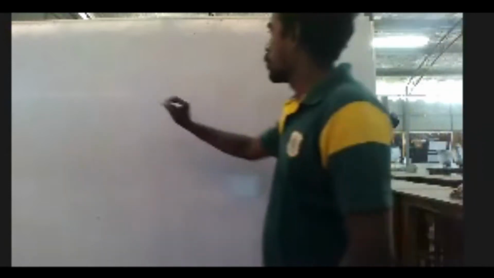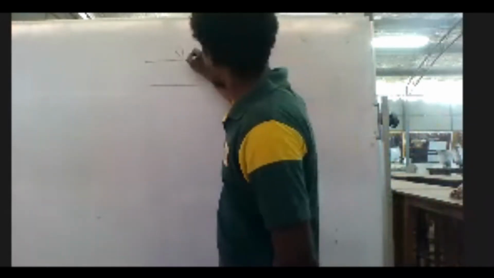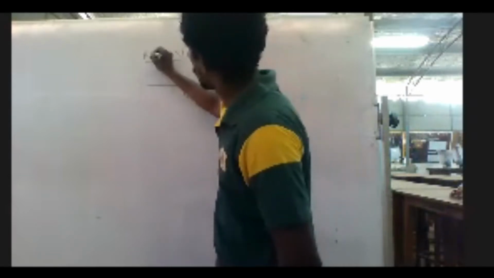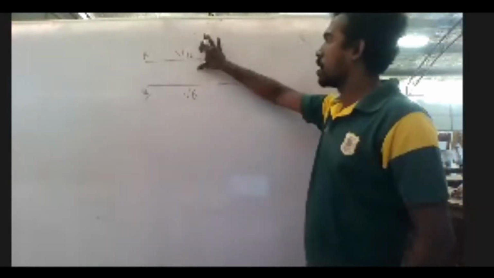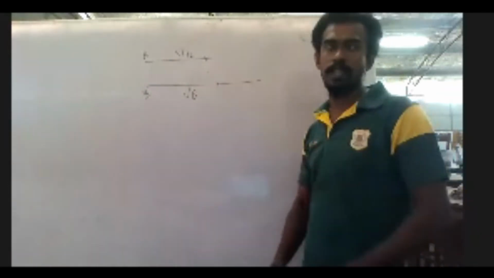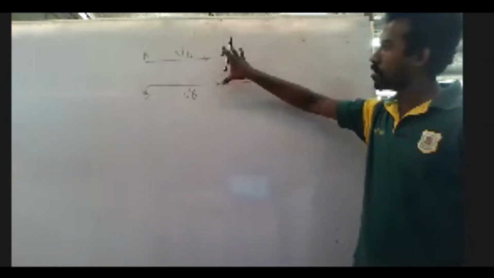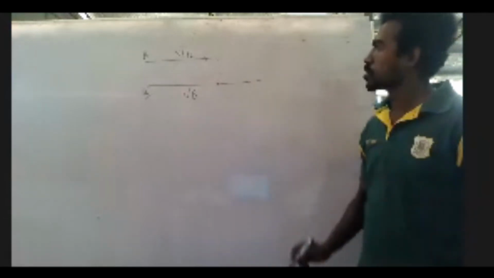Say, for example, you have two bodies moving with velocity VA and velocity VB. This is body A, and this is body B. They are moving with velocities VA and VB in parallel lines. First we'll see parallel movement, and then we'll see non-parallel movement. When these two bodies are moving, we need to know how much the relative velocity between them is. So how do we find it?